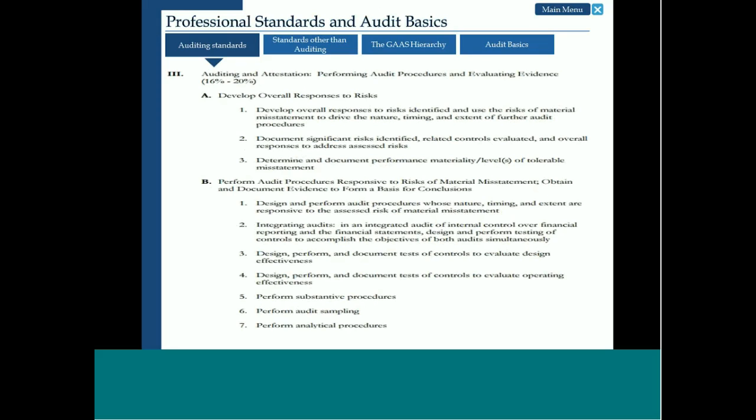In this third unit, we will understand performing audit procedures and evaluating the evidence. Whatever evidence we collect, we will evaluate whether it gives me sufficient ground to say that the company is doing great work, or whether it gives me certain things which I doubt, that the company is not doing things in the right manner.